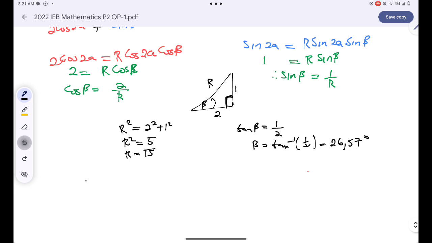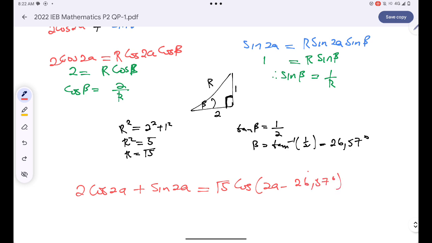Okay, let me use a different color. Which one? Let's go with red. I can therefore conclude that 2 cos 2a plus sine 2a is equal to the square root of 5 cos of 2a minus the angle of beta, which is 26.57 degrees.